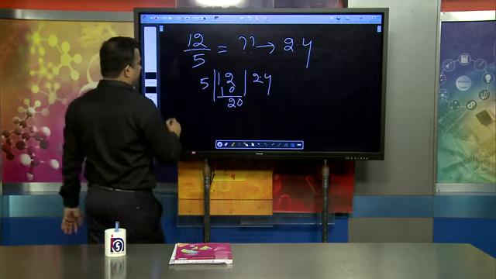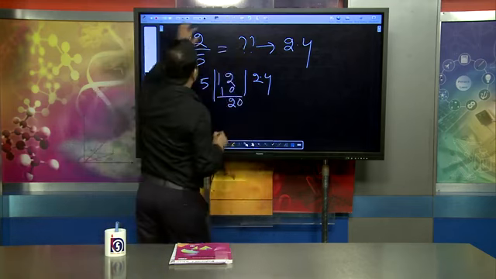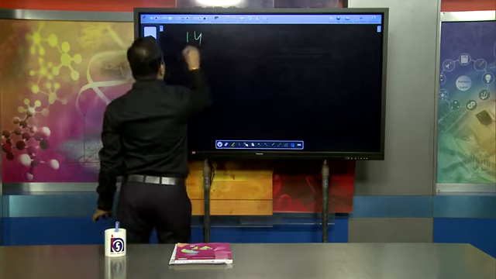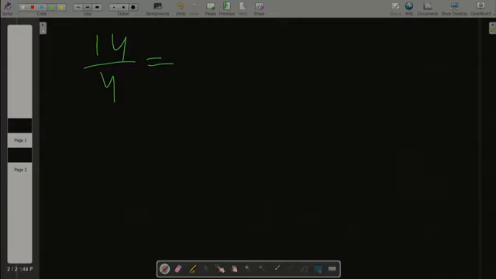However, suppose I write another division, 14 by 4. The value will be 4 into 3 is 12, again you will get 2, 20, that means 3.5.